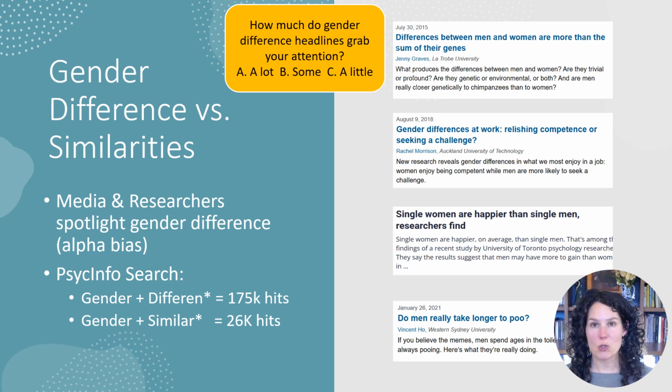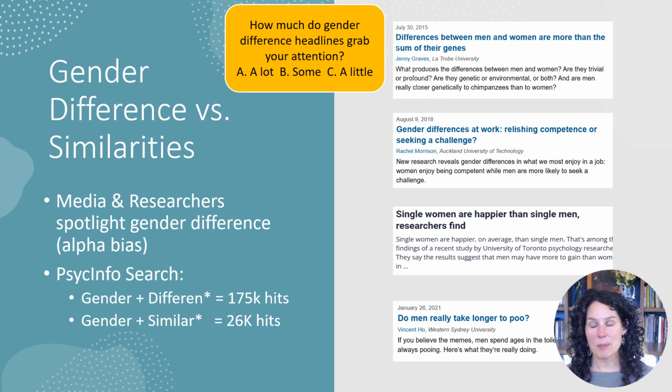In fact, so many researchers have gone looking for gender differences, and maybe they find them and then they publish the results. But if they don't find them, they don't even write it up or talk about that as interesting, because they're actually just disappointed that they didn't find difference. So gender similarity really gets underreported. In fact, if you do a PsycInfo search for gender plus something related to difference or gender plus something related to similarity, you get like 5 times or more the number of hits for gender difference than you do for gender similarity.